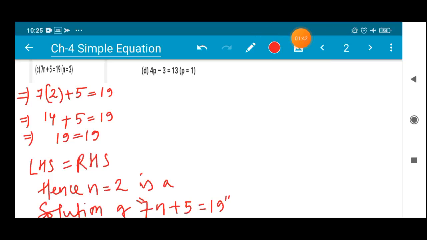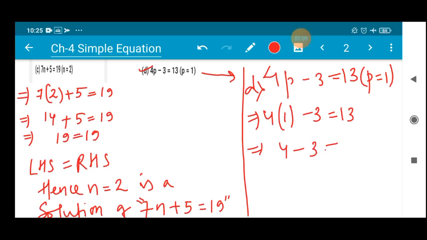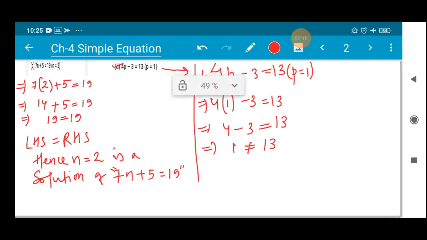Alright, proceeding to the next part, that is D. So let me write this question over here. This will take a little space. So number D: 4p minus 3 is equal to 13, whose p value is 1. Very easy thing. The only thing you have to do is put the value of p. So we are solving the same thing we did in the previous one. So 4 into 1 minus 3 is equal to 13. So 4 minus 3 is 1, which is not equal to 13, right?